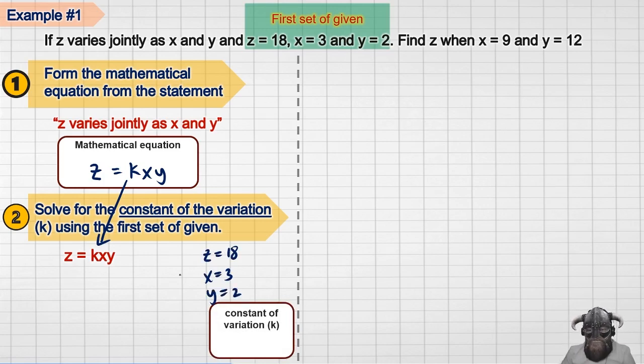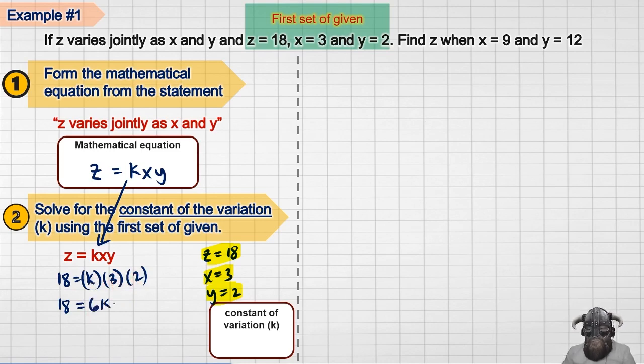So from there, let's try to substitute z. So palitan natin yung z natin ng 18. So 18, then copy natin si k. Then x will be positive 3. Ito yon. Then y is equal to positive 2. So gawin lang natin, simplify natin to by multiplying the right side of the equation. So 18 is equal to k times 3, 3k times 2 will be 6k. So 3 times 2 is 6 kasi.